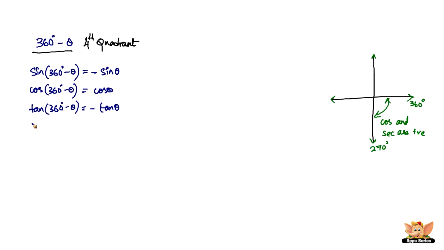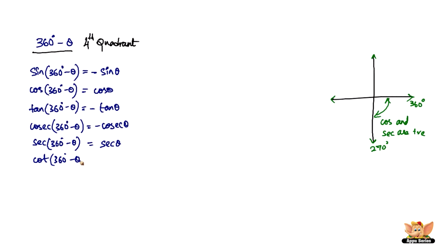And tan of 360 degrees minus theta is going to be minus tan theta because tan is not positive in the fourth quadrant. And we have cosecant of 360 degrees minus theta. Again, it's going to be minus cosecant theta, because cosecant is not positive in the fourth quadrant. And secant of 360 degrees minus theta is going to be secant theta because secant is positive in the fourth quadrant. And cot of 360 degrees minus theta is going to be minus cot theta because cot is not positive in the fourth quadrant.